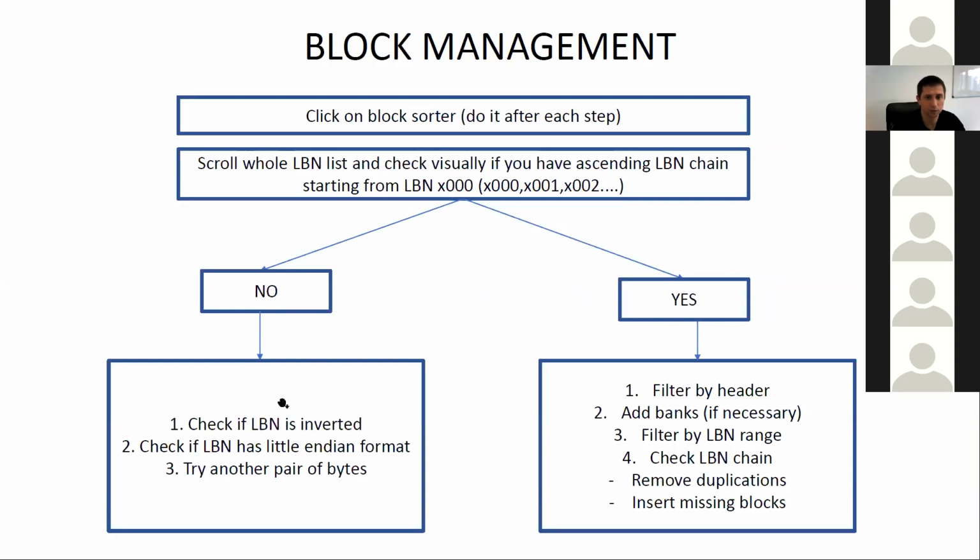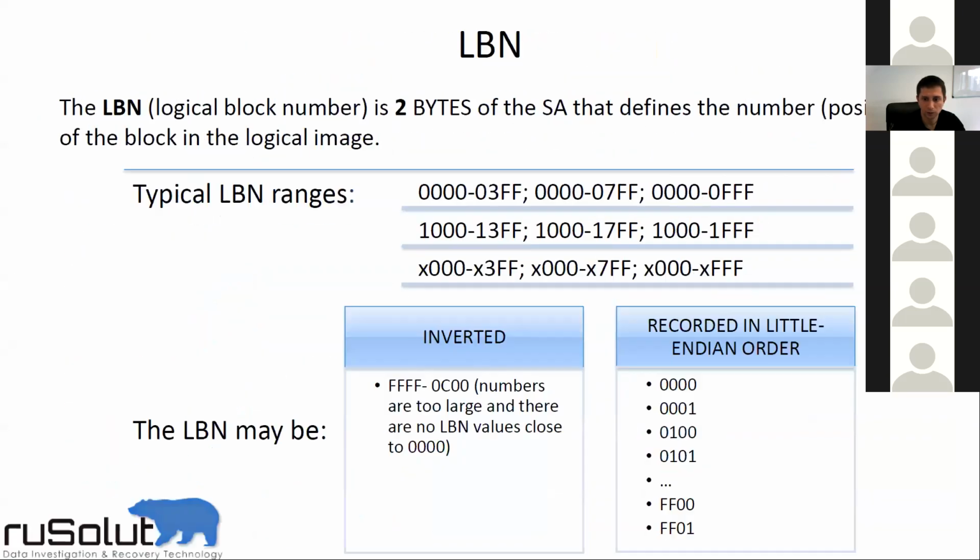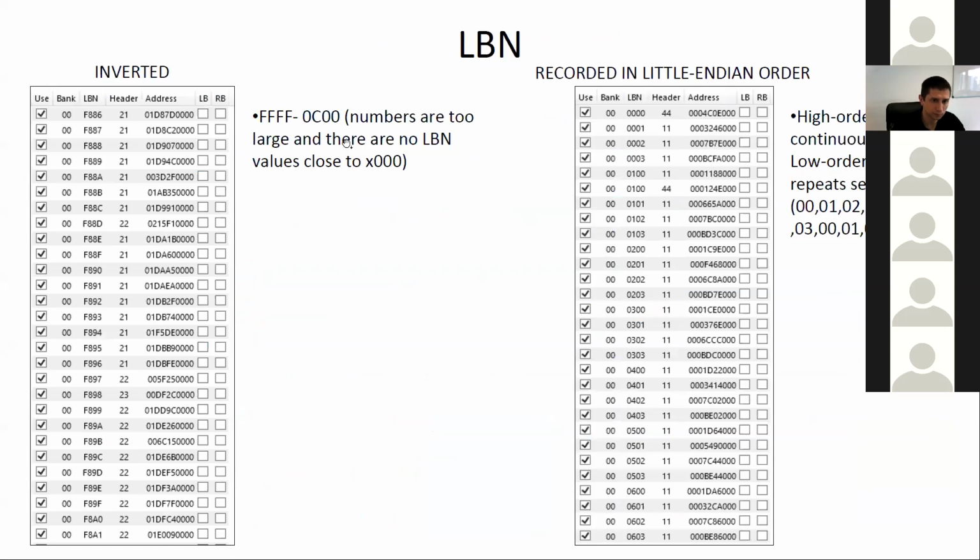And actually, it could be the reason for such a situation, because if we go back to this example, we can see that the numbers are too large and not close to zero, so probably you have that inversion case. And since this is an SM controller, it's quite typical for SM controllers to have inverted LBN. So let's try to do this.